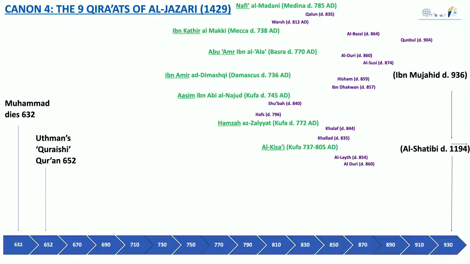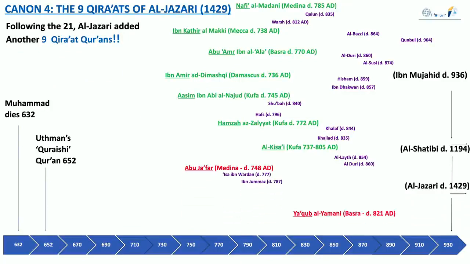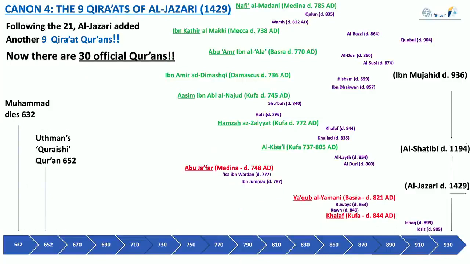Now we get to canon 4. We already have now 21 qira'at. If that's not bad enough, you have our good old friend, Al-Jazari. He is in the 15th century, and he chooses another 3 readers. Isn't that interesting? You brought this up before. Why is that important? Because the 3 readers, along with the 7, make it 10, and supposedly those are canonized.